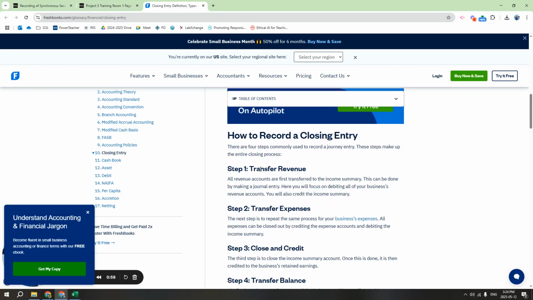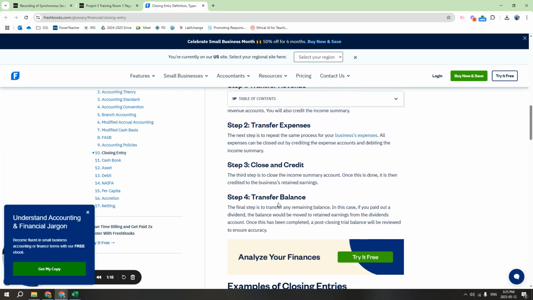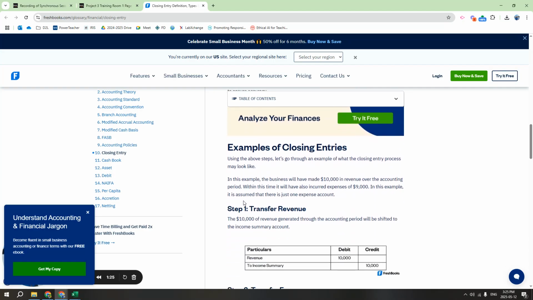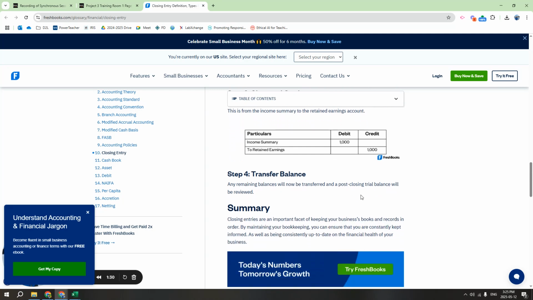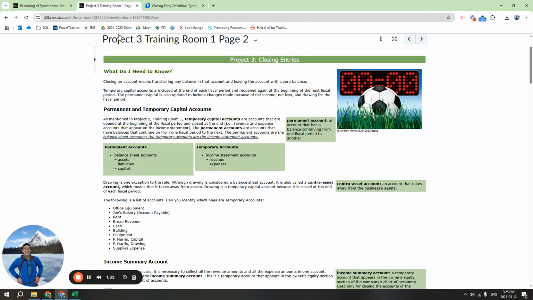We're going to need to transfer the revenue from all those temporary revenue accounts into the income summary account. Then we're going to transfer the expenses into the income summary account. From there, we can calculate the profit or loss for that period, the month, quarter, or year. And then we'll transfer that balance by closing out the income summary account and transferring the balance to owner's equity. This webpage has a bunch of examples on how to transfer those things, and we'll work through our training room together.